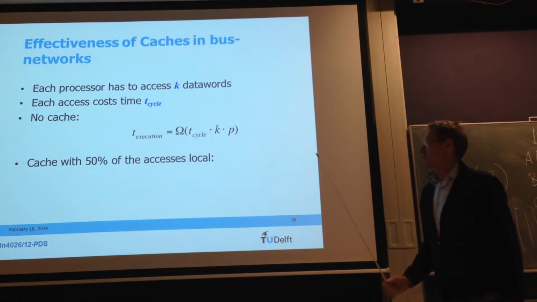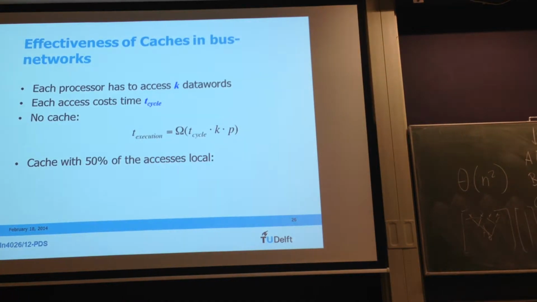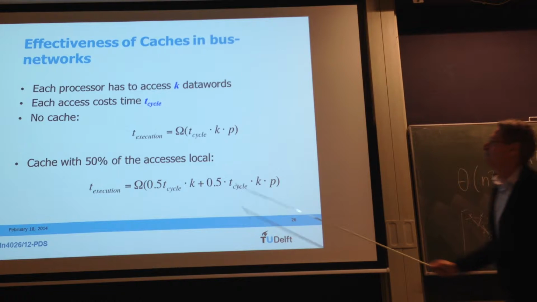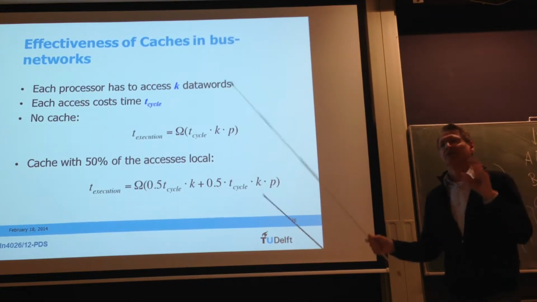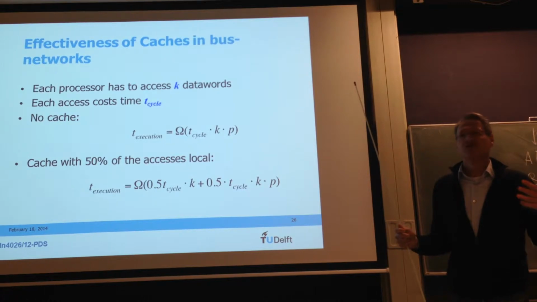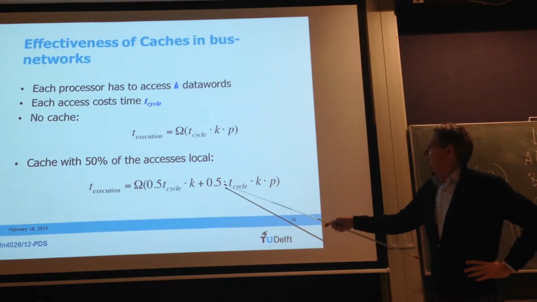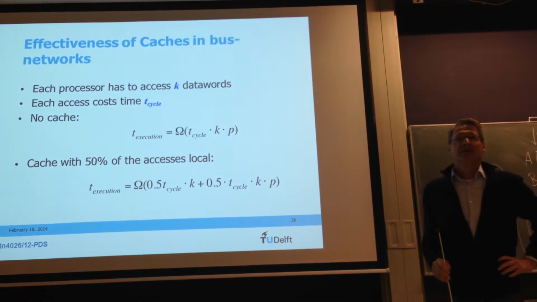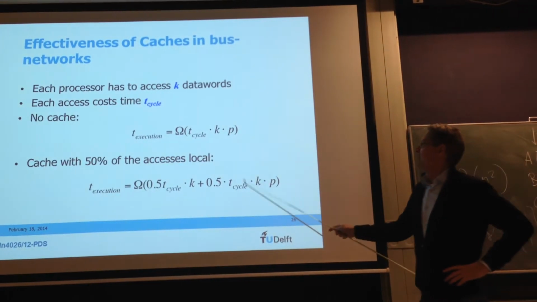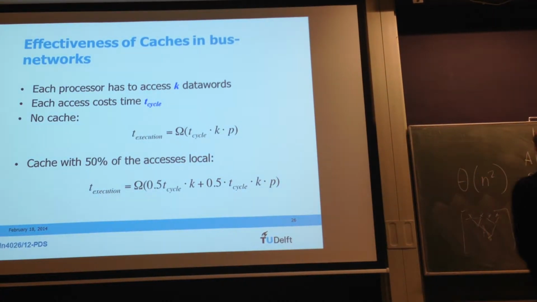Now suppose we have a cache with 50% of the access times local. This should improve the system a lot. Then the execution time is lower bounded by 50%, which is in cache, which has this same cycle time, or maybe a little bit faster, but that doesn't change the arguments, times the other half, which still has to go to the main memory. Now, what can we say if we compare these two? Is this a real better solution or not?